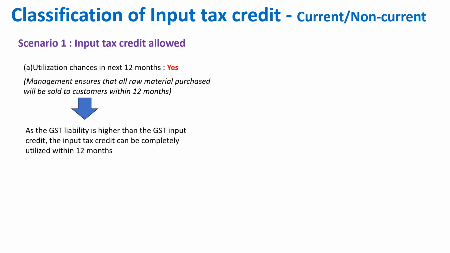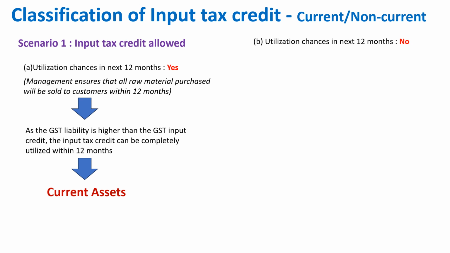In that case, as the GST liability is higher than the GST input credit, the input tax credit can be completely utilized within 12 months. If your liability is higher and your input credit is lower, you can completely utilize and knock off with the GST liability. So what are you going to show? You are going to show current assets. Why? Because in 12 months, you are going to utilize the complete amount that you have accumulated on the reporting date.